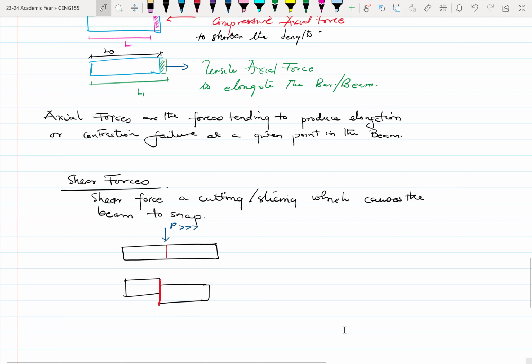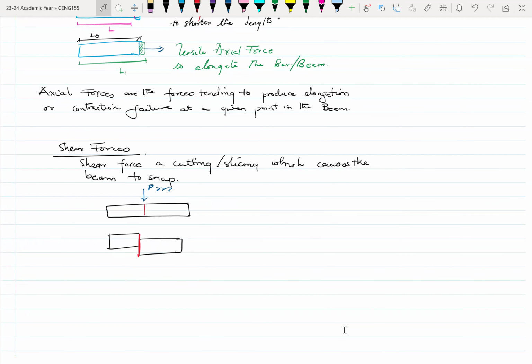So that is what we mean by the slicing behavior. To find whether it is shear force, axial force, or bending moment, we can determine what the bending moment, the shear force, or the axial force would be at any point along the beam, which I'll talk about when I deal with all three of them.